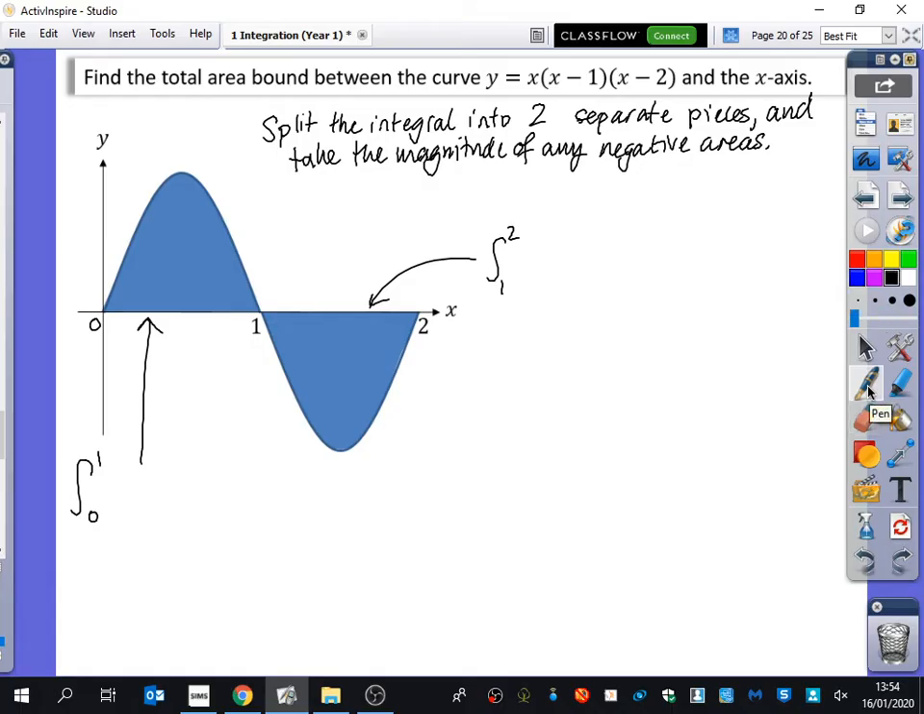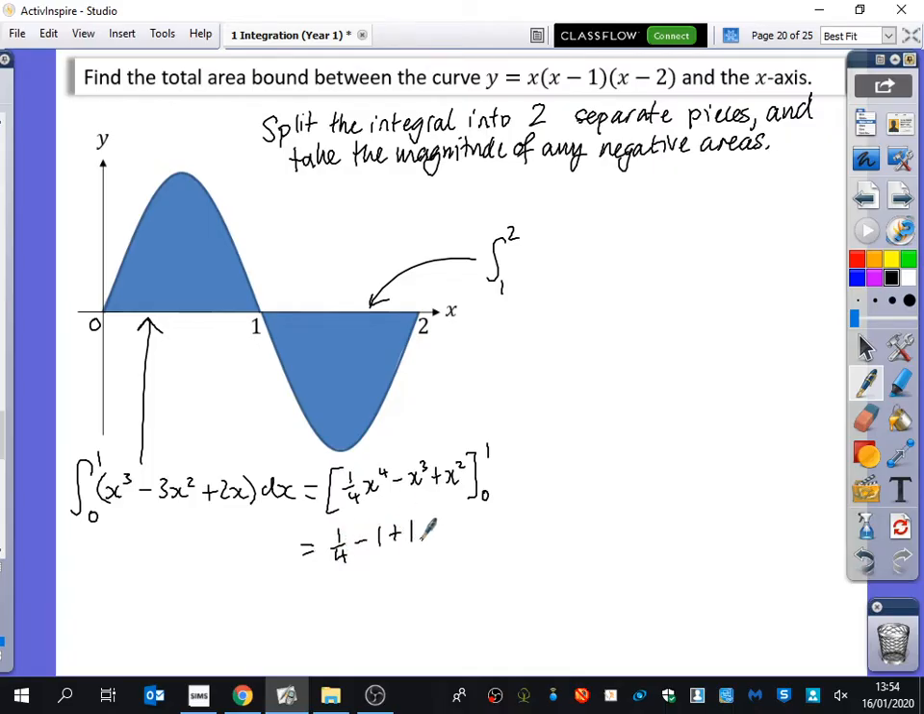So we're going to integrate between 0 and 1. What was it before? It was x squared or x cubed plus 2x dx. And we actually did all of that integration. So just to save us a bit of time, we get a quarter x to the 4 minus x cubed plus x squared. And that's just between 0 and 1. We don't have to worry about substituting in the 0 because that's all just going to disappear. So we just get a quarter minus 1 plus 1. So it's just a quarter. The area of this is just a quarter.